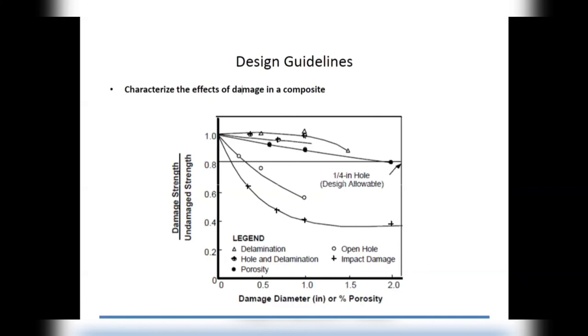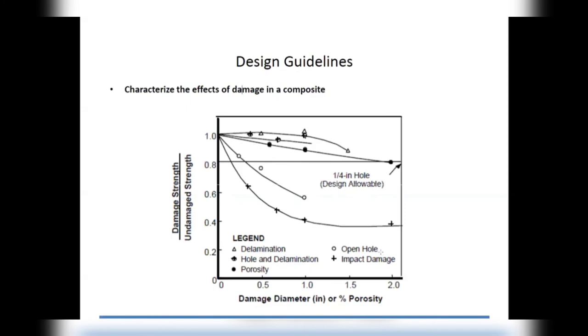For example, a quarter inch hole can envelope some amount of damage in this region, but as the damage becomes larger, like this one here, this curve keeps dropping below the quarter inch hole design allowable. So it's important when you design a structure that you account for the types of damage you can have in the future, and perhaps a quarter inch allowable may not cover you for everything. Perhaps you want to design to a higher hole size that could cover even this type of impact damage event.